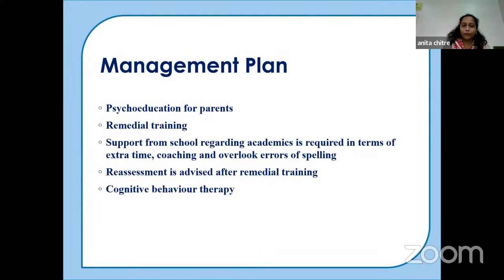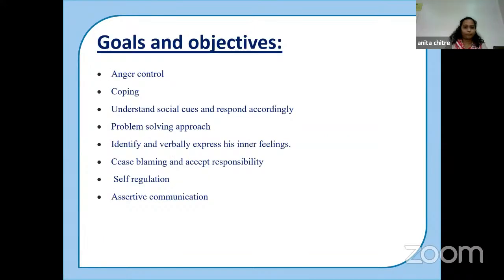So management plan included psychoeducation, informing the parents about what the problem of this child is and giving them adequate information, remedial training, support from the school for his academic work, and a reassessment after the remedial training was advised, along with the cognitive behavior therapy program. The major goals and objectives were anger control, because that was the major problem he had, coping with the situations, helping him to develop resilience, understand social cues and respond, because this boy was just not able to read what the other person was feeling and what the other person was in mood of. So he would just respond impulsively.